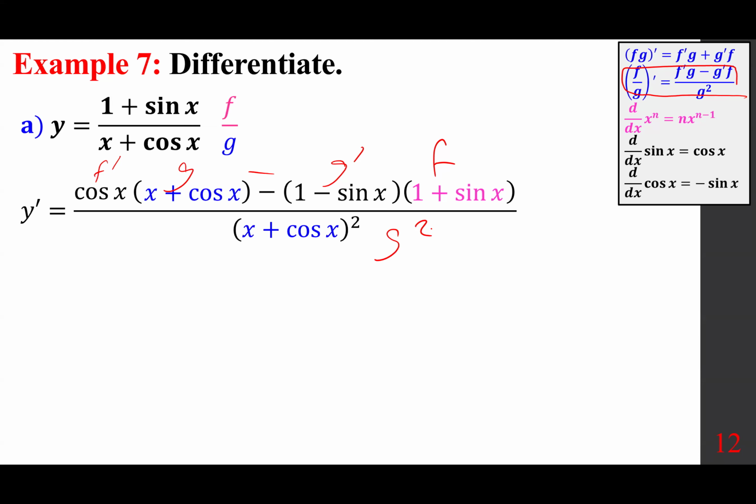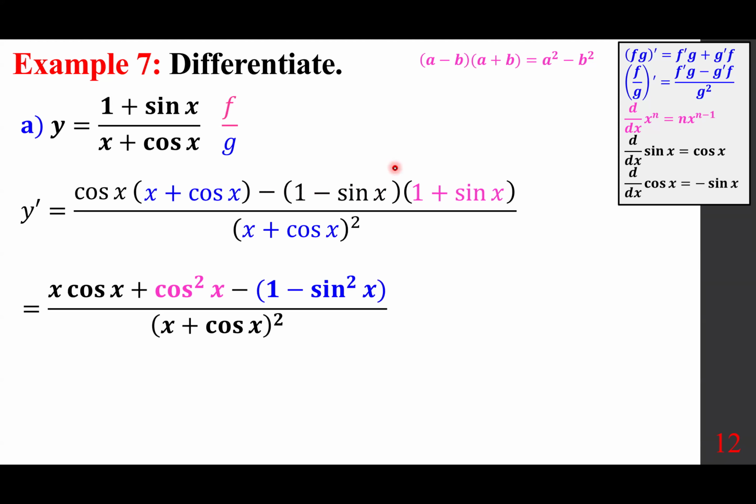So we want to distribute. This is x cosine x. This is cosine squared. What about this one? A minus b, a plus b. It's a squared minus b squared. So minus 1 minus sine squared. Of course, the denominator, we don't touch it.